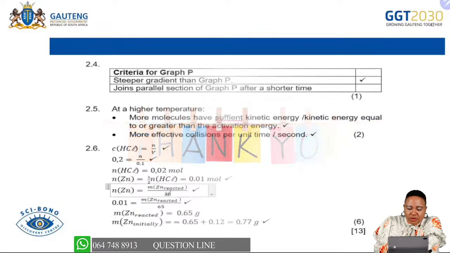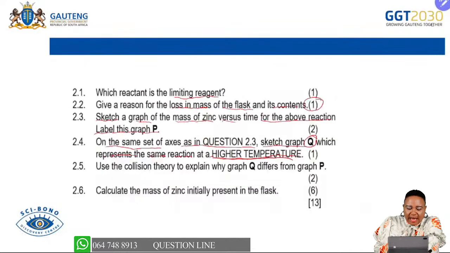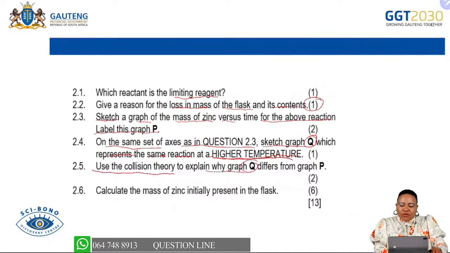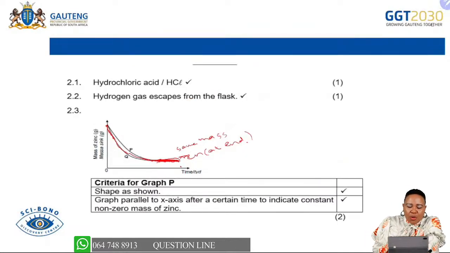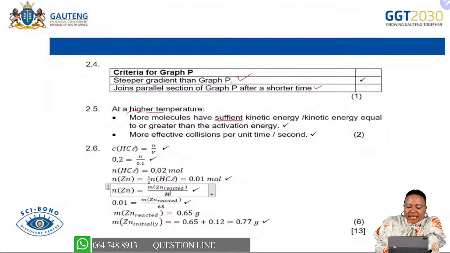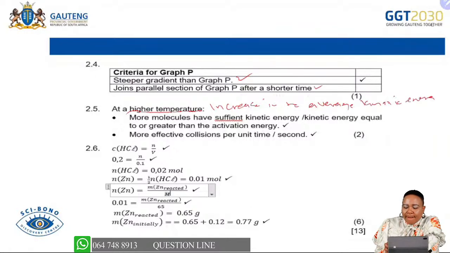And then let's go to the other question. I think this one is the question about the calculations. Use the collision theory to explain why Q differs from P. As you can see, as we are using collision theory, it is about the higher temperature. So for the higher temperature, we collect all the facts about what happens at the higher temperature. At the higher temperature, there will be an increase in the average kinetic energy of reacting particles.